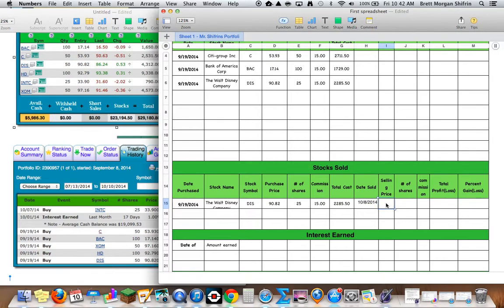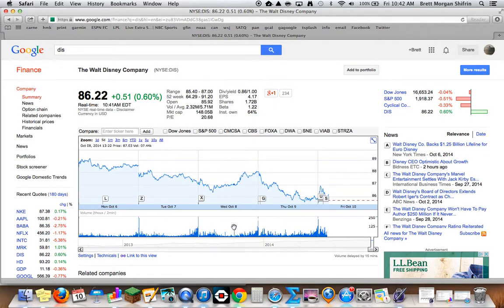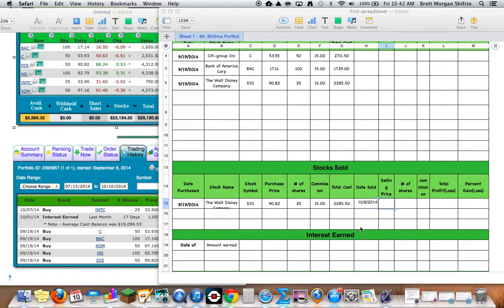Put that in. And say on the 8th of October, well, let's see. If I sold on the 8th of October, let's find this. So if I go back to 5 days, say I sold it at, maybe I sold at the highest value. I sold it at $88.05. So 88.05. I sold 25 shares, half my holding. I had to pay 15.